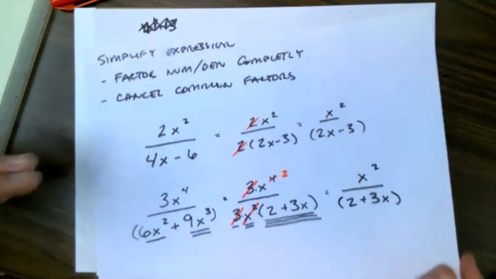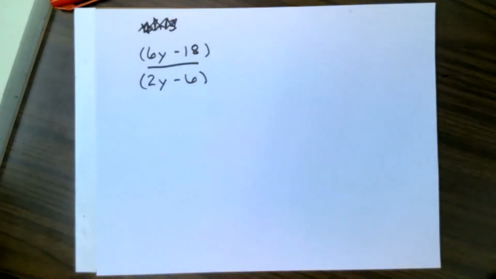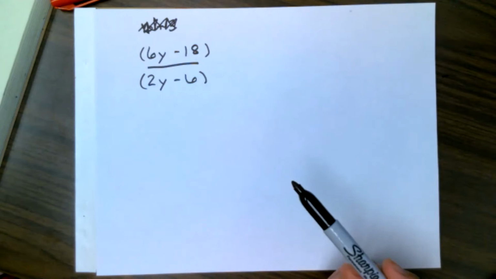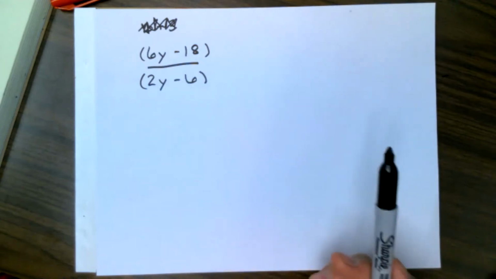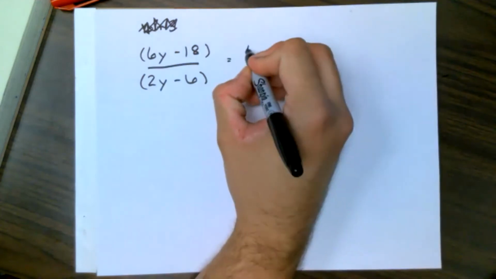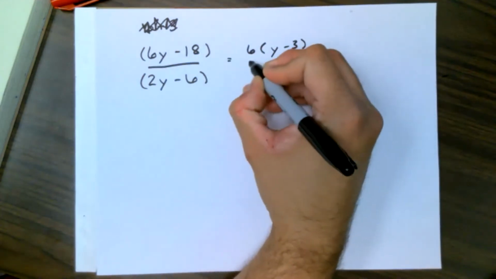The examples we've done so far, we haven't had to factor really the numerators. That last goofy one was different, but we haven't had to factor the numerators, just the denominator. So now we're going to factor numerator and denominator. If we look at this numerator, we've got 6y minus 18. I can factor a 6 out, right? And I'm left with y minus 3.